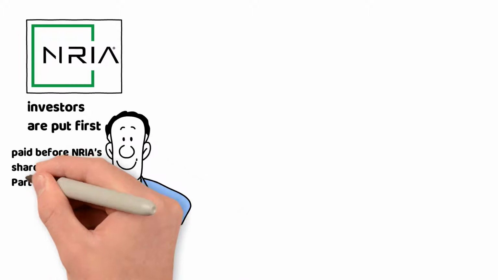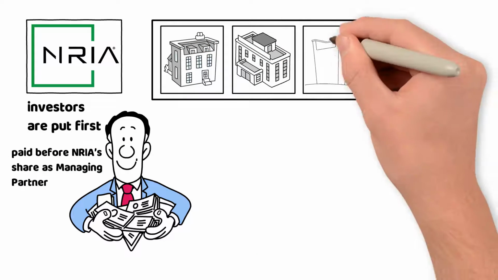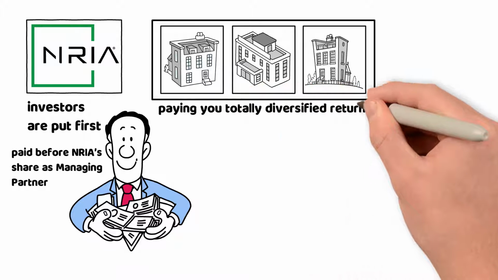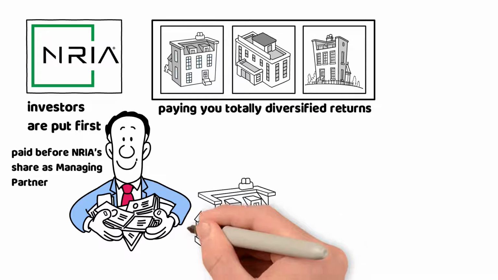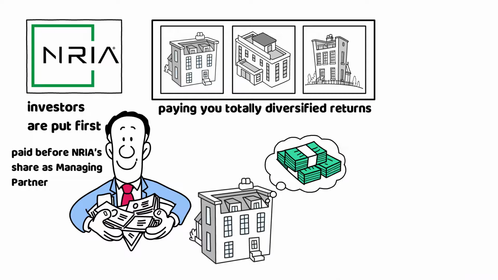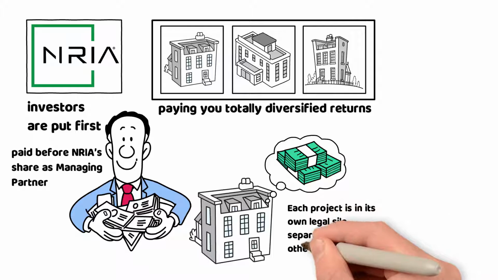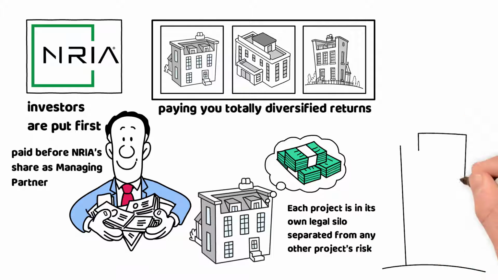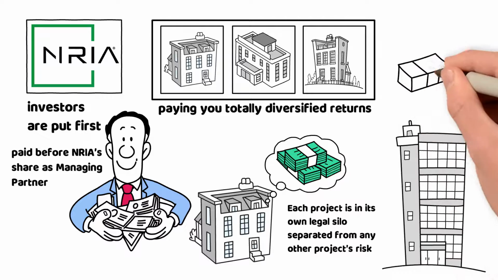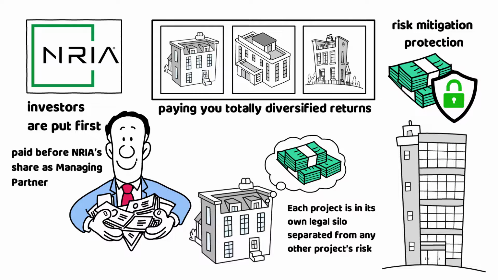Additionally, investors have a growing list of many individual buildings segregated from each other, paying you totally diversified returns. No single building's results affect another building or can cause your investment returns to not be paid. Each project is in its own legal silo, separated from any other project's risk. The pure building diversification, further spread out to 4 different markets and all Class A building stock, is a tremendous risk mitigation protection with NRIA.